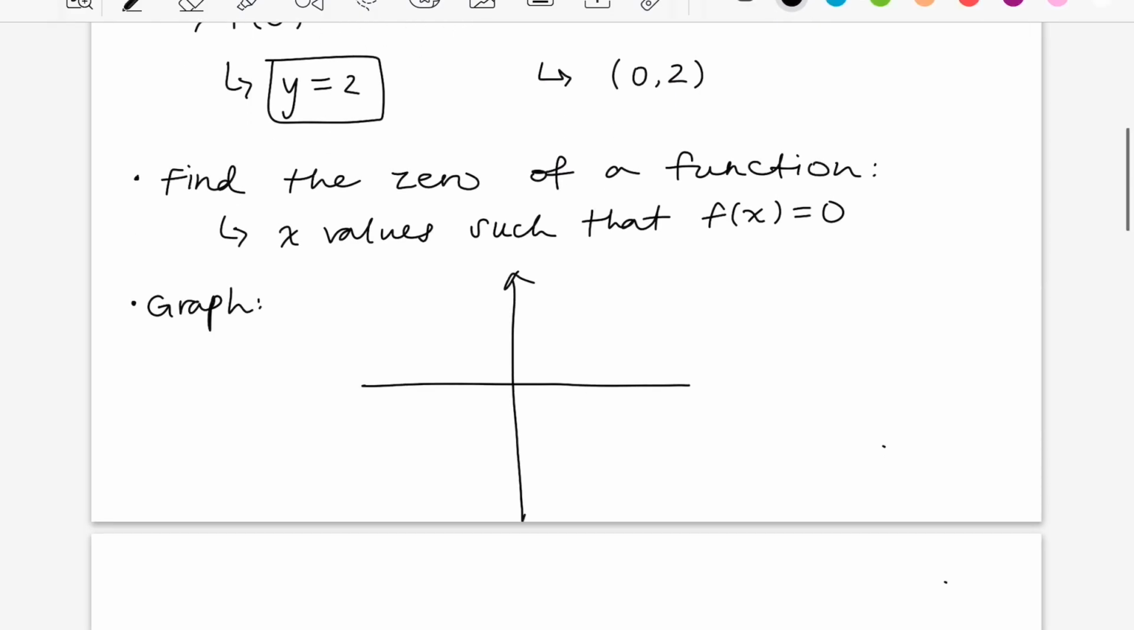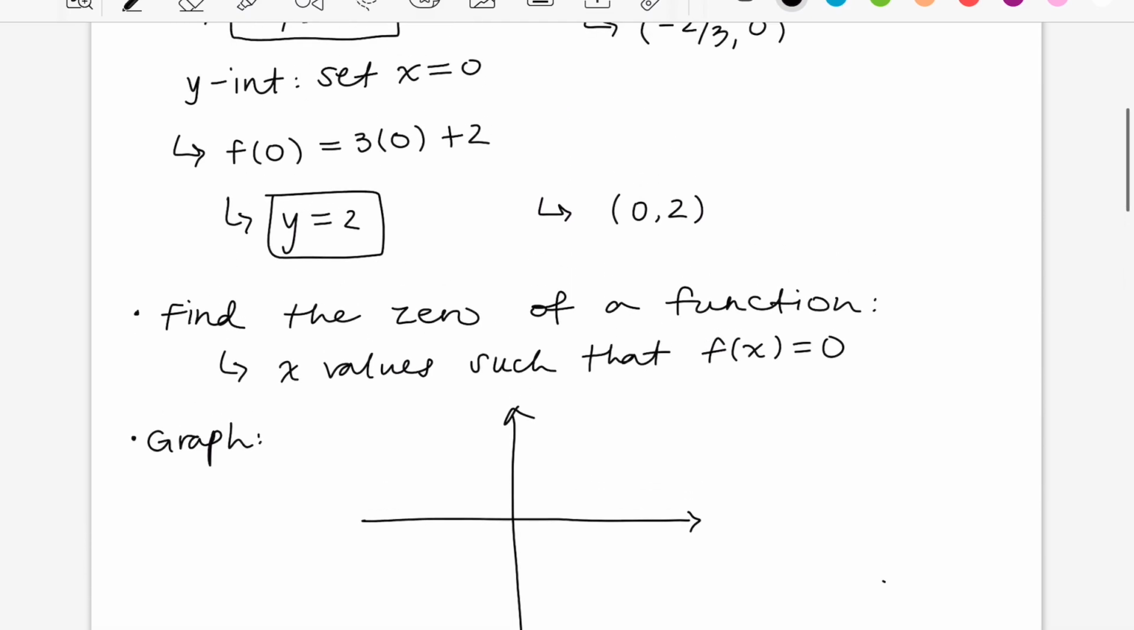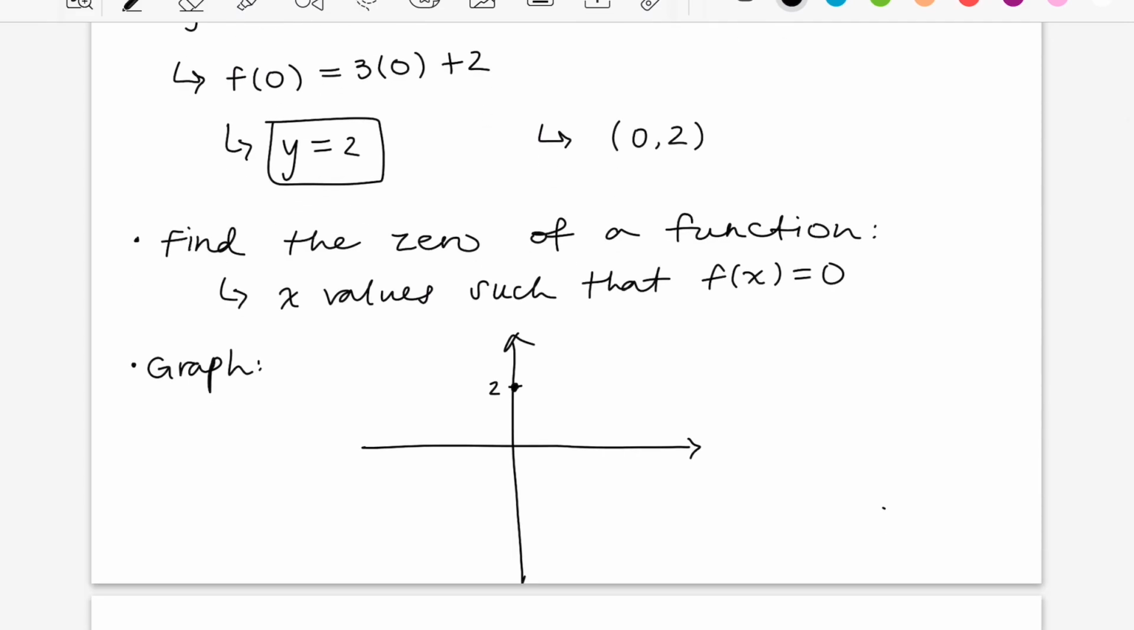And we can plot these points. So again, our y-intercept, we have (0, 2), so let's say 2 is right there. And then our x-intercept, we have -2/3, so let's say that is -2/3. So our graph would look something like this.